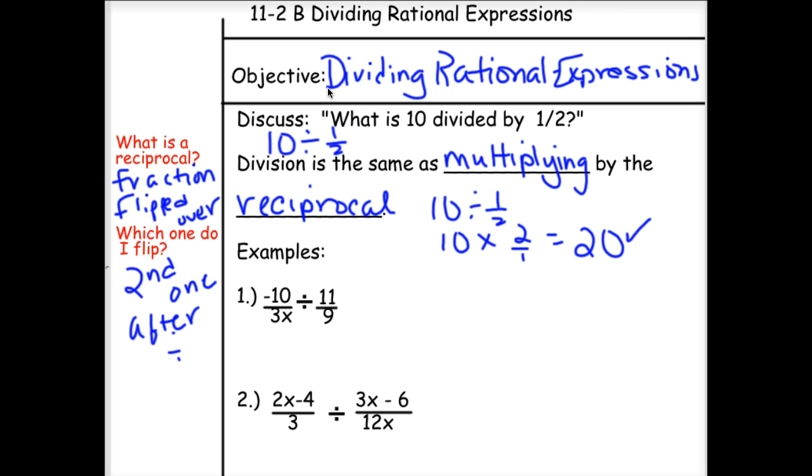All right, so in question 1 here, we have negative 10 divided by 3x, and we are dividing that fraction by 11 divided by 9. So we have two fractions, we're trying to divide them. Instead, we're going to rewrite it as negative 10 over 3x times the reciprocal of 11/9, which would be 9/11. And then we treat it the same as we've been treating all of our fractions when we're multiplying. We look for what we can reduce, and in this case we could reduce the 3 and the 9 to 3 and 1. And so our final answer here, multiplying across, would be negative 30 divided by 11x.